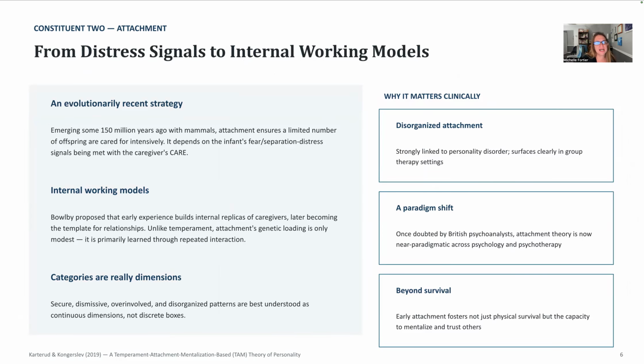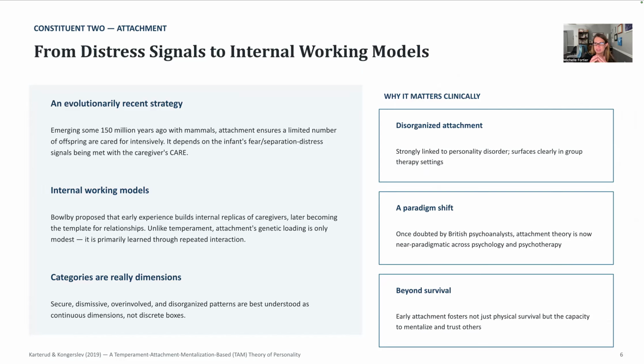Constituent 2 is attachment, from distress signals to internal working models. This is considered an evolutionarily recent strategy. It emerged about 150 million years ago with mammals. Attachment ensures a limited number of offspring are cared for intensively. It depends on the infant's fear and separation distress signals being met with the caregiver's care emotion.